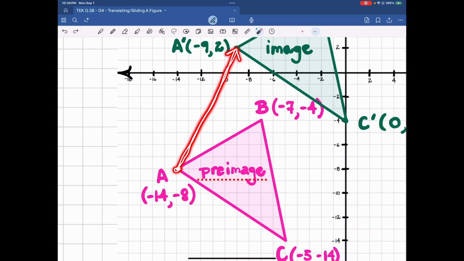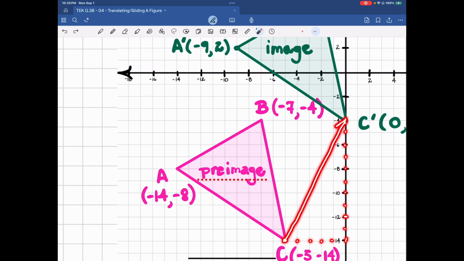Let's look at C. So the formula tells me I move 5 over. So I'm going to move 1, 2, 3, 4, and 5. And now it also tells me that I'm going to go up 10. 1, 2, 3, 4, 5, 6, 7, 8, 9, 10. So notice that the C's have moved from here up to here.